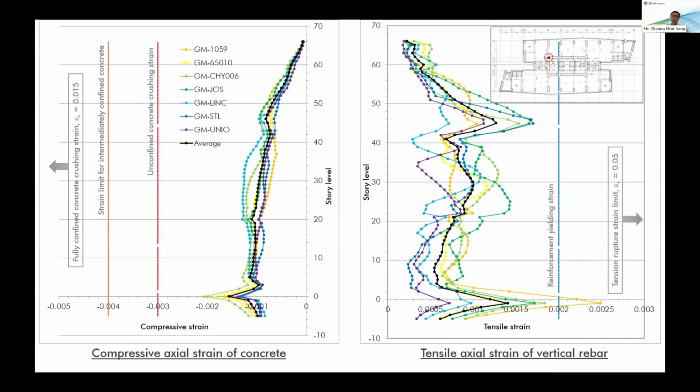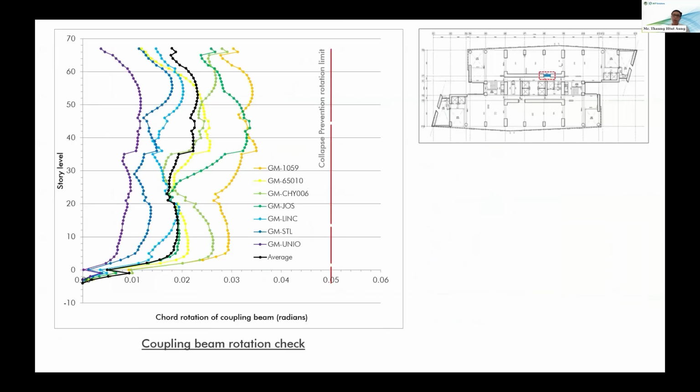For shear walls and coupling beams, we check the deformations using the axial strains for the flexural response of the shear walls. On the left side, we check the compressive strain of concrete along the height of the wall. And the right side is the tensile strain of the reinforcement. So we have to check all corners of the wall to check whether the strains are within the limits.